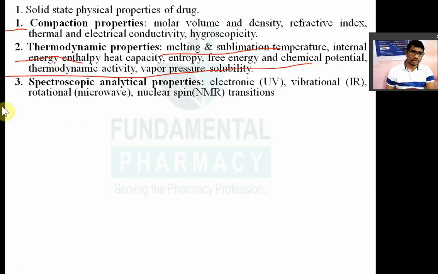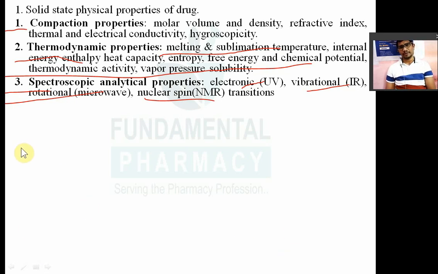Next is the spectroscopic or analytical properties. In that, electronic properties by using UV, vibrational properties by using IR, rotational by using microwave, nuclear spin by NMR. Property of molecule, spectroscopic और एनालिटिकल प्रॉपर्टी, तो उसमें इलेक्ट्रॉनिक प्रॉपर्टी मतलब इलेक्ट्रॉनिक एक्साइटेशन is studied by UV spectroscopy. Molecular vibrations are studied by IR spectroscopy. Rotational spectroscopy is nothing but the microwave. There is a change in the spin state in the NMR, nuclear spin. So these are the spectroscopic analytical properties. The first one is compaction property, second one is thermodynamic property, third one is the spectroscopic analytical properties.